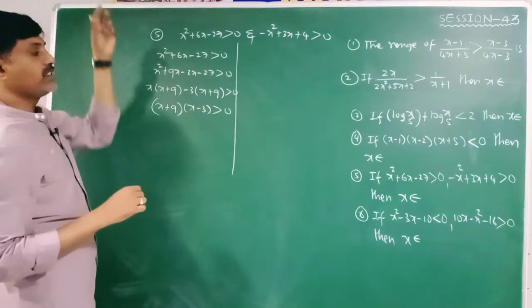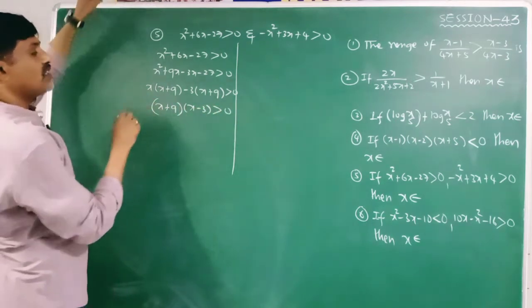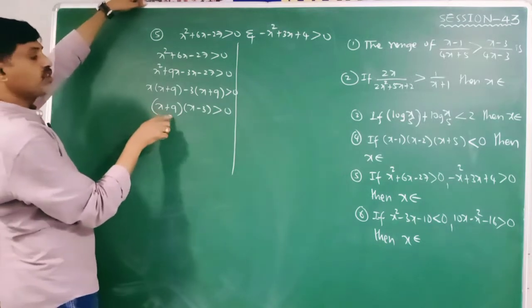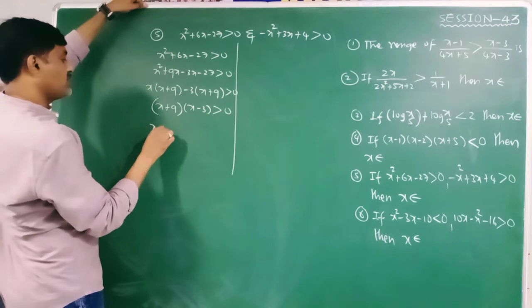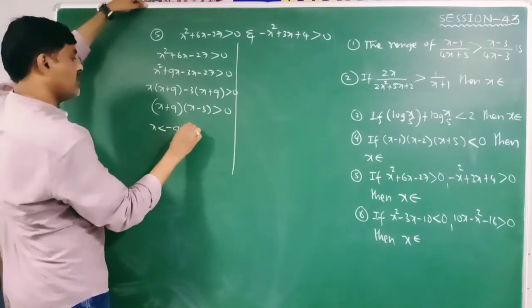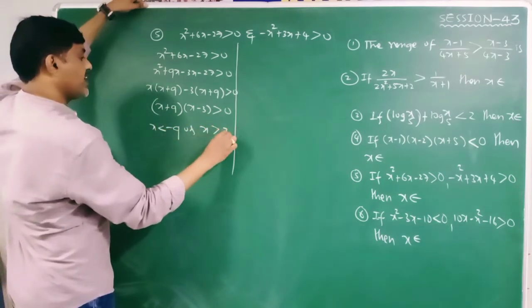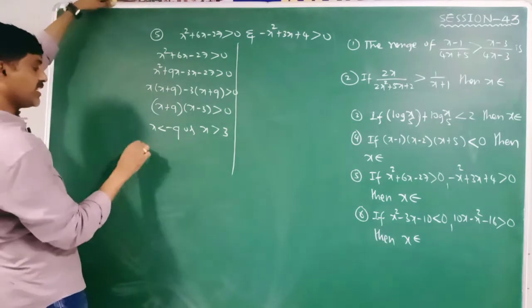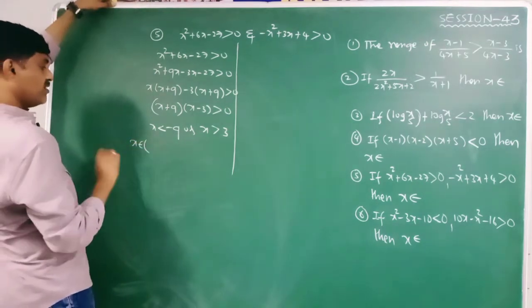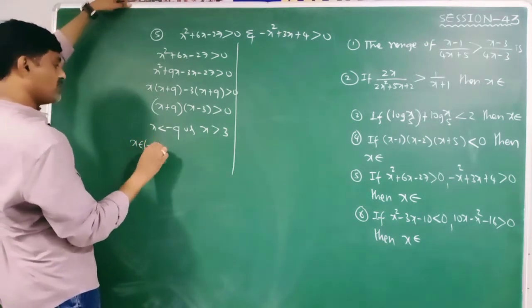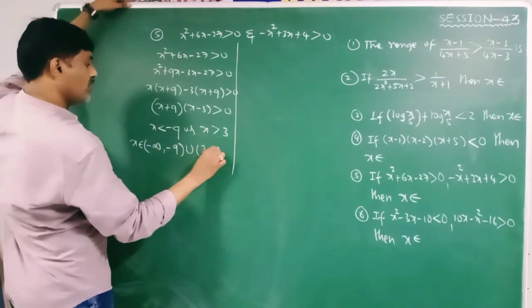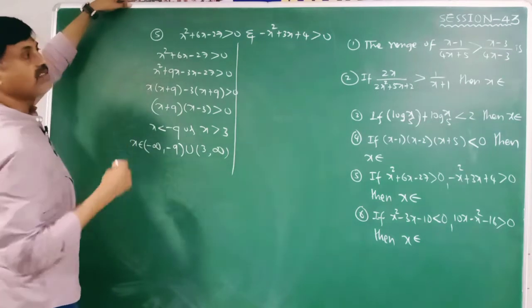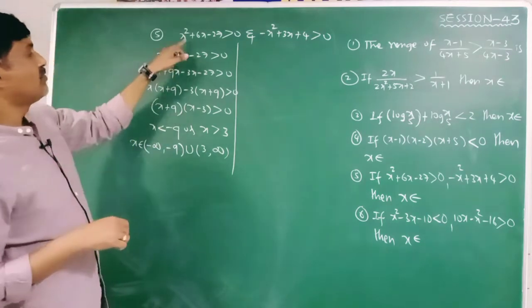Greater than 0 means x never lies between the roots. Which one is the small root? Minus 9 is small. Clearly x is less than minus 9, or x is greater than 3. You can write it like this also: minus infinity to minus 9 union 3 to infinity. Now this is the solution of the first inequation.